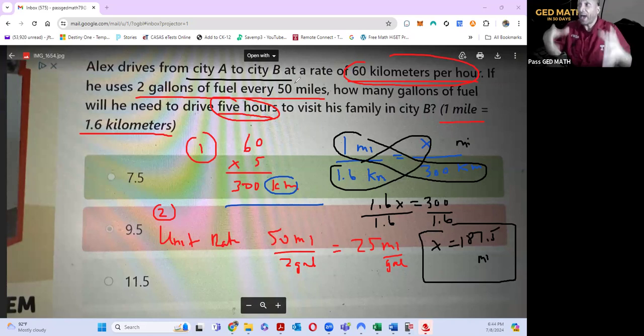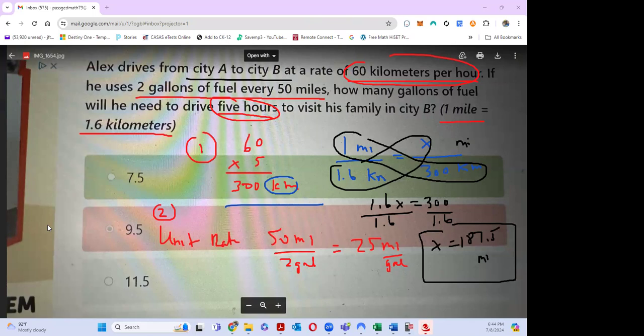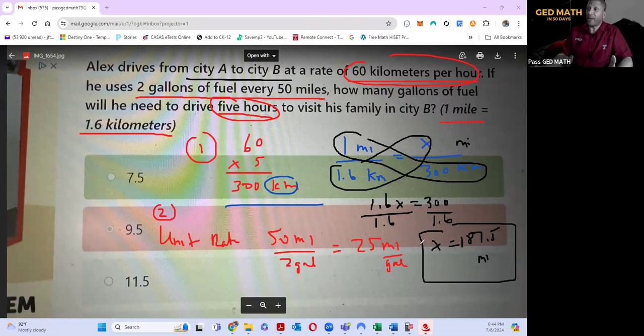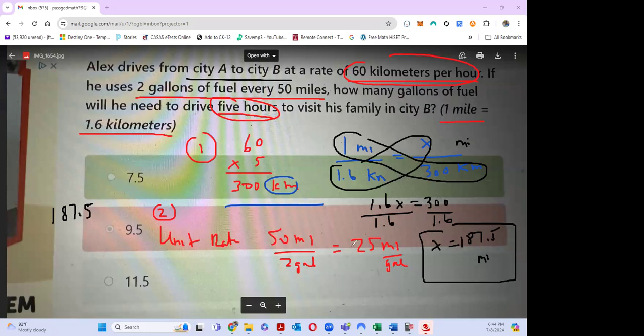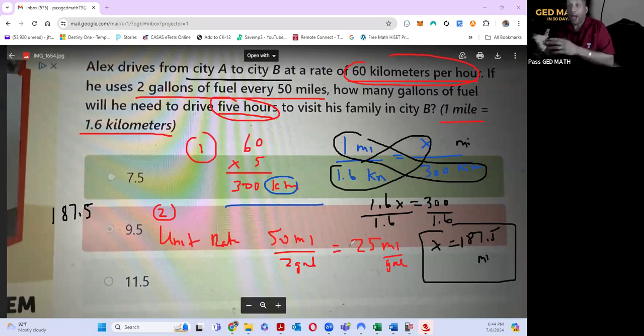They're asking how many gallons of fuel would you need? Correct? So now we got one last step. So if we get 25 miles to the gallon, right? We're going to take this 187.5 and divide by what? So remember, we want to find out how many gallons of gas. How many gallons of gas do we get? What's our miles per gallon?